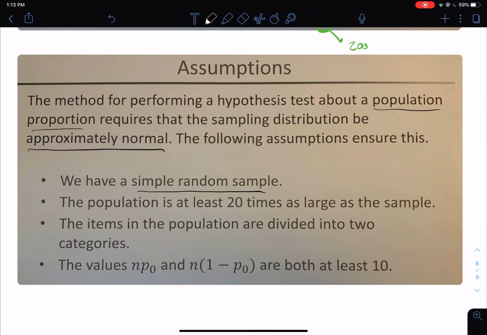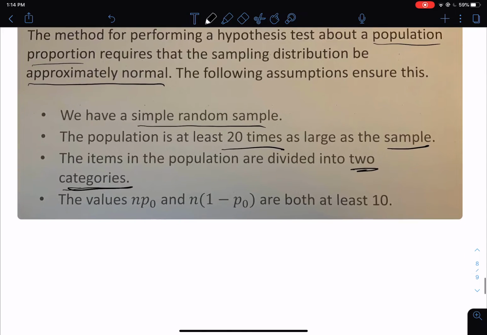Number two, the population is at least 20 times as large as the sample. So if you take the sample size times 20, that is going to be smaller than or equal to the population. So the population is at least 20 times the sample, but the population could be much larger also. Number three, the items in the population are divided into two categories. So let's talk about that.